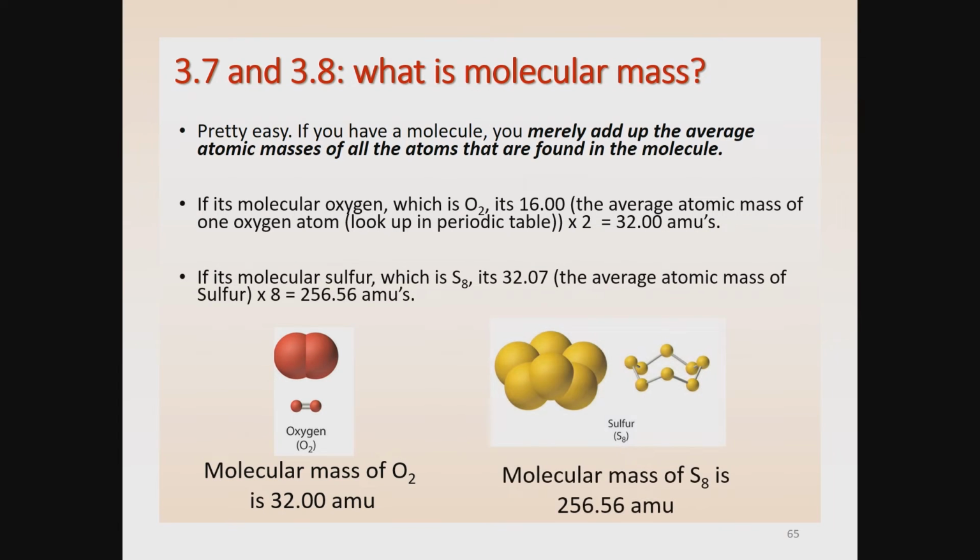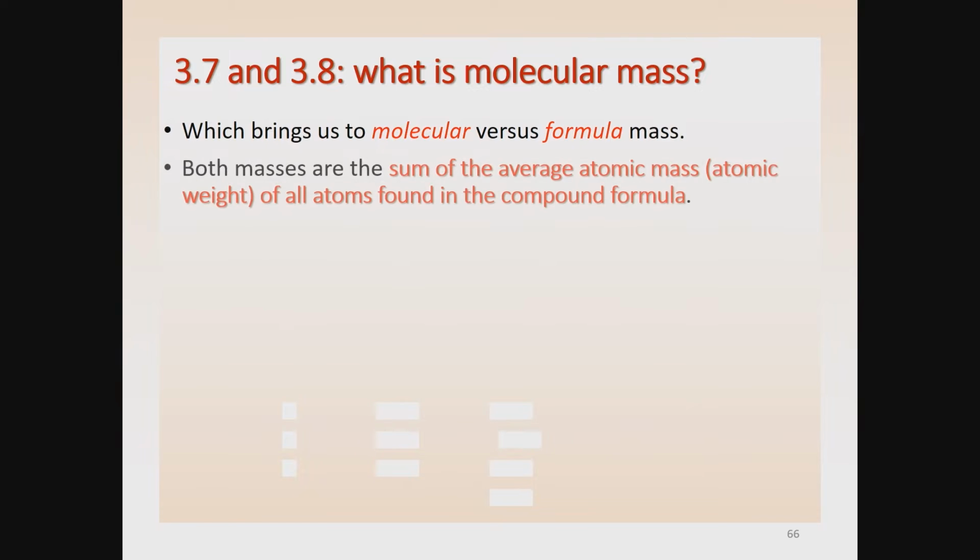Now how about something like sulfur? The individual atomic mass of sulfur is 32.07, but in sulfur molecules, you have 8 of those atoms stuck together. So you might expect the molecular mass to be 8 times that number, and it is. 32.07 times 8 is 256.56 AMUs. So the molecular mass of S8 is 256.56 AMUs.